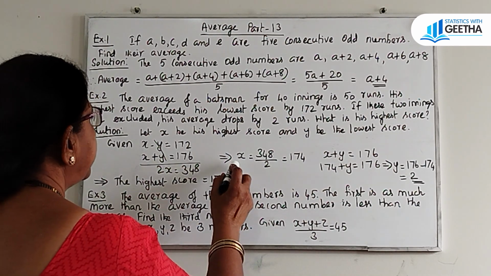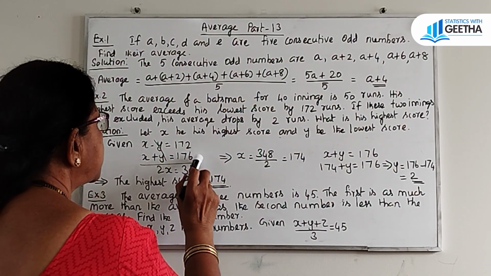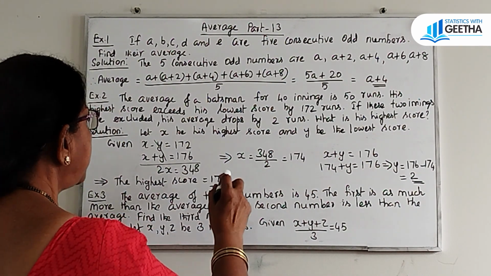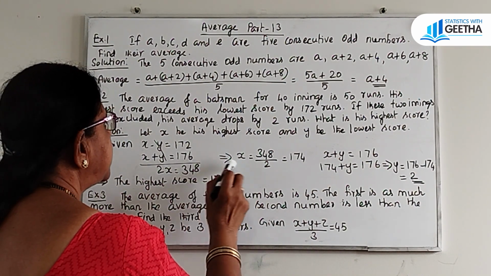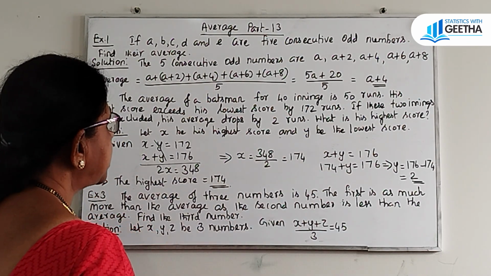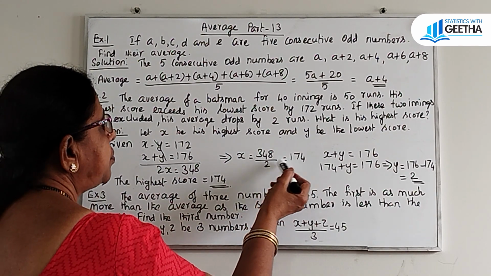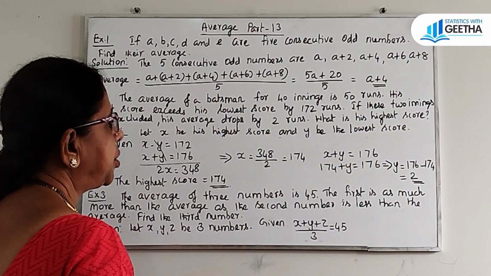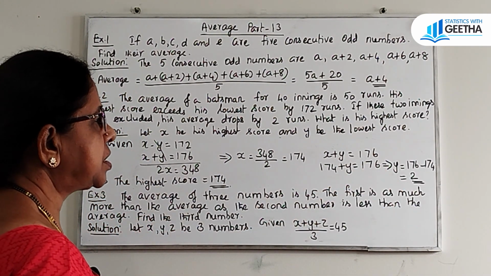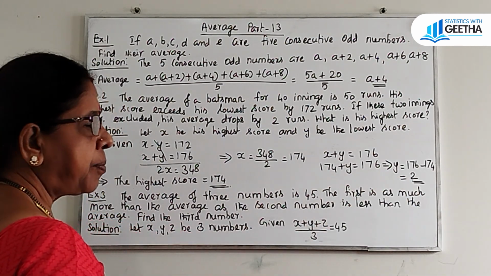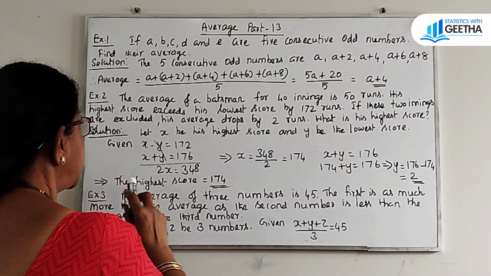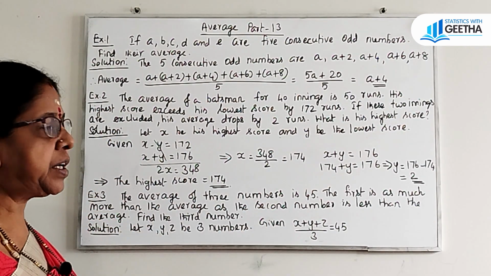அப்போ நமக்கு highest score plus lowest score சேரும் பொழுது 176. அதை நம்ம drop பண்ணும்போது it is dropping by 2 runs. அப்போ 2x equal to 348, that implies x equal to 348 by 2, which is equal to 174. So x, highest score நமக்கு இப்போ 174 தெரியும், y நம்ம கண்டுபிடிக்கணும். 174 plus y equal to 176, therefore y equal to 176 minus 174, that is equal to 2. Therefore the highest score equal to 174.